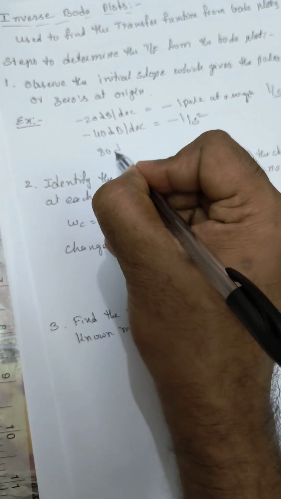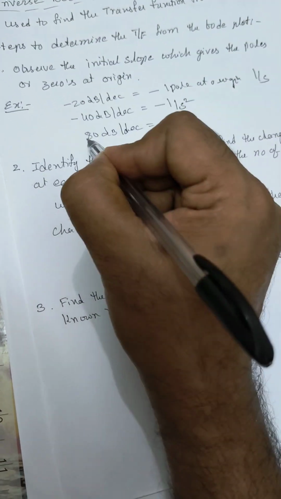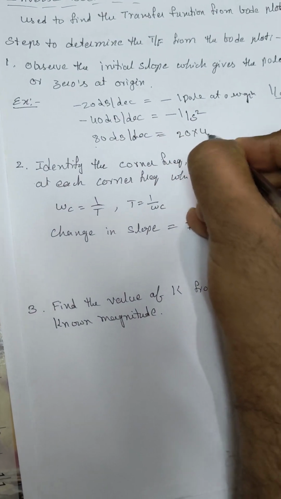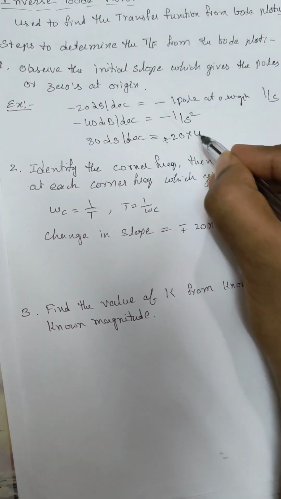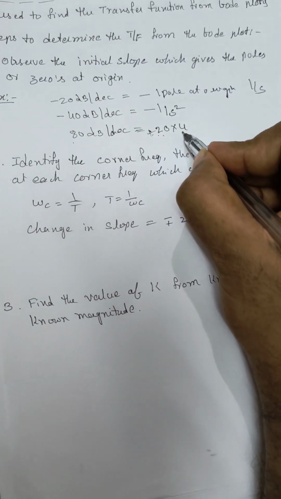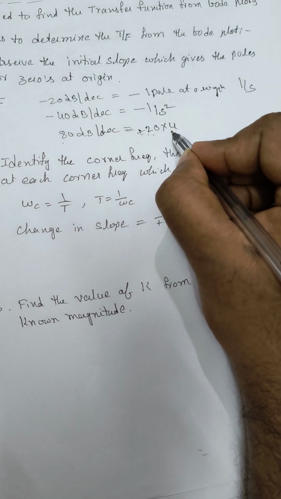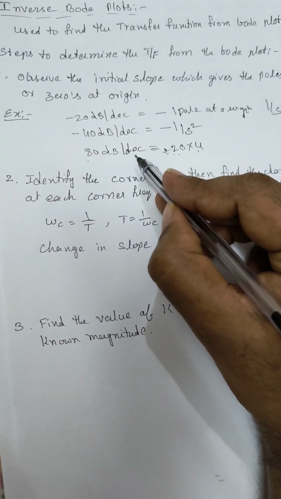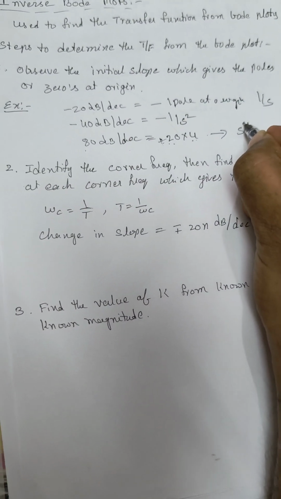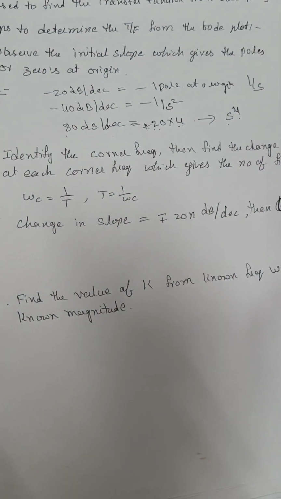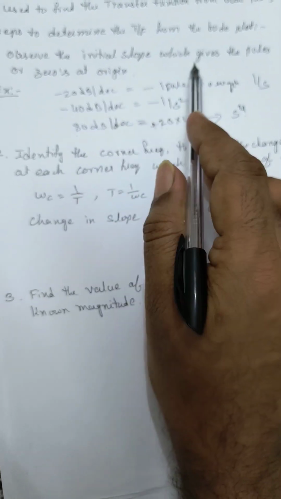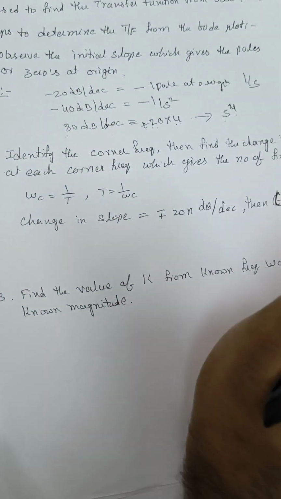Similarly, if you have 80 dB per decade, 80 is nothing but we can write it as 20 into 4, which means it is positive. So which means there are zeros. Each zero at origin will contribute 20 slope, and there are 4 such zeros at origin which are contributing 80 dB per decade. So there are 4 zeros at the origin and the transfer function is s power 4. So by observing the initial slope, we have to find out poles and zeros at the origin.